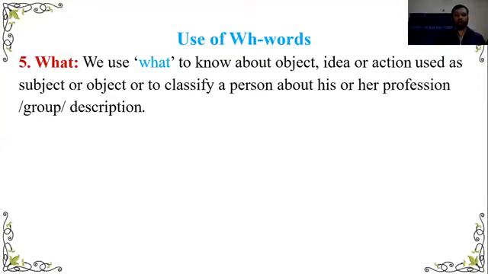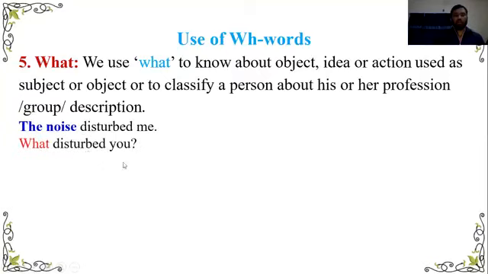Rule 5, what. We use what to know about an object, idea, or action, used as subject or object. To classify a person about his or her profession, group, or description, we can use what. Here you see, noise disturbed me. The noise is not a person. It may be a thing or an object. And it is used here as a subject. So we have to take what. What disturbed you? And you see me is sensed here as you or second person.